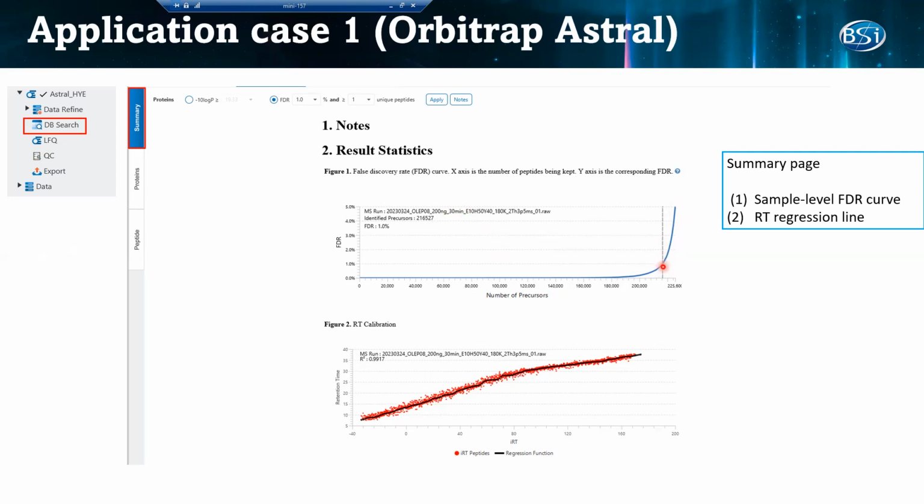This cutoff should be reasonable, since the cutoff is in this region where the change is large, so it's reasonable to cut off here. And also we check the RT regression line to see if all the results fit to this regression line and they have enough data points here. We can say this result should be good, since these two figures tell me that this identification result should be good.